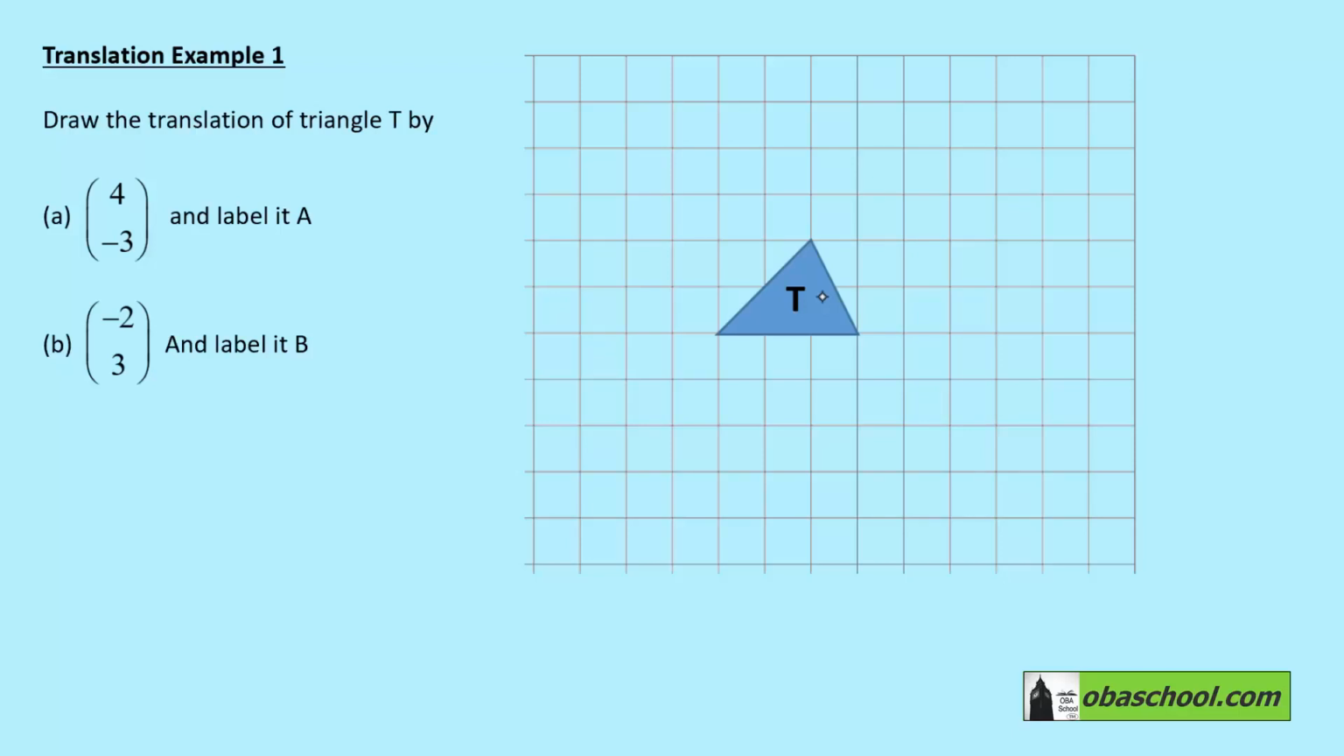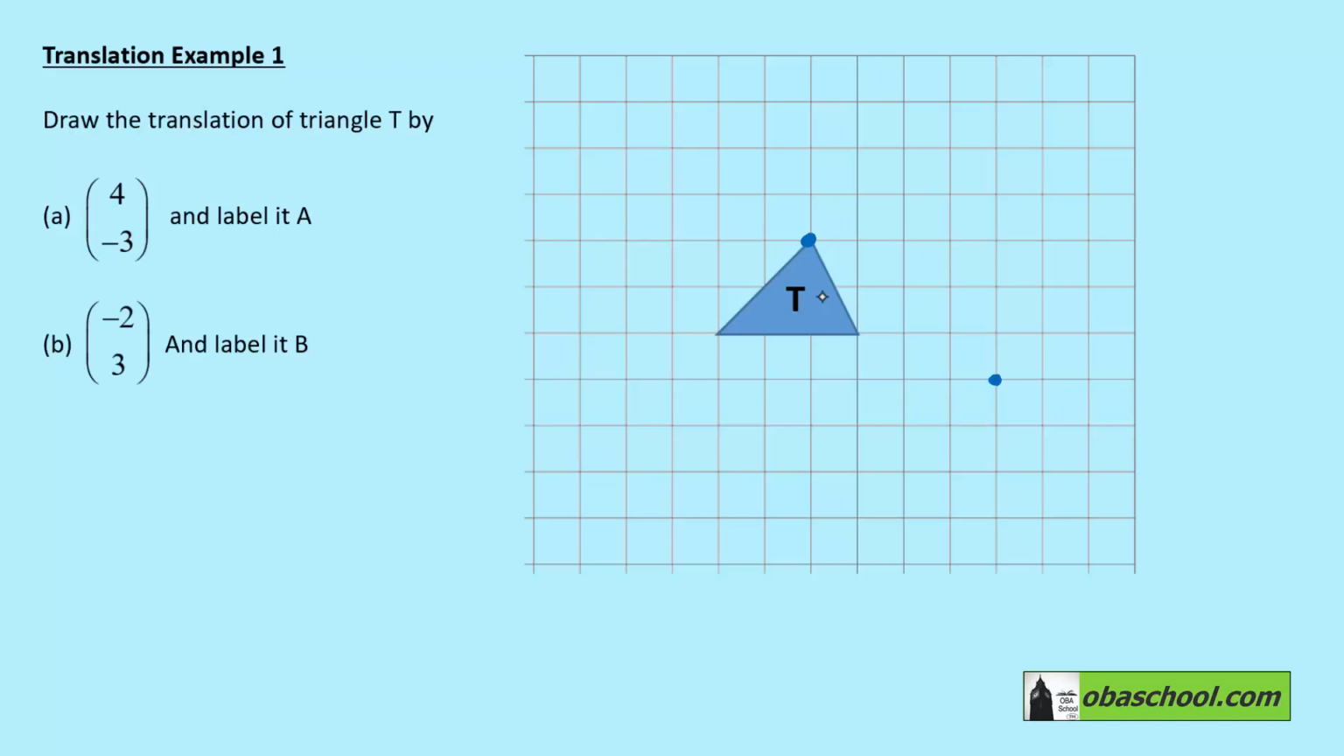Draw the translation of triangle T by 4, -3 and label it A. So I'm going to choose this point here to be my reference point. And 4 means go 4 to the right: 1, 2, 3, 4. And then -3 means 3 down: 1, 2, 3. So the corresponding point there is that one.